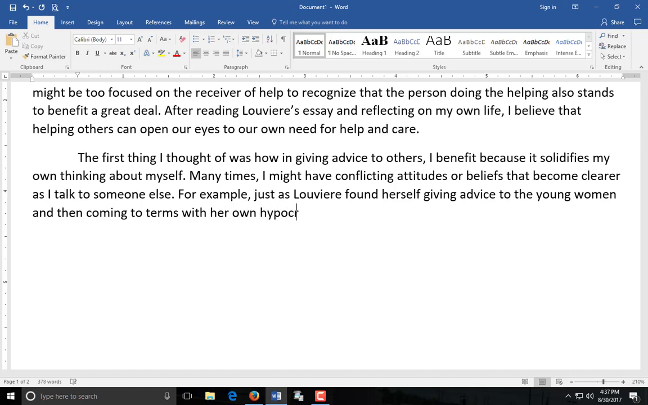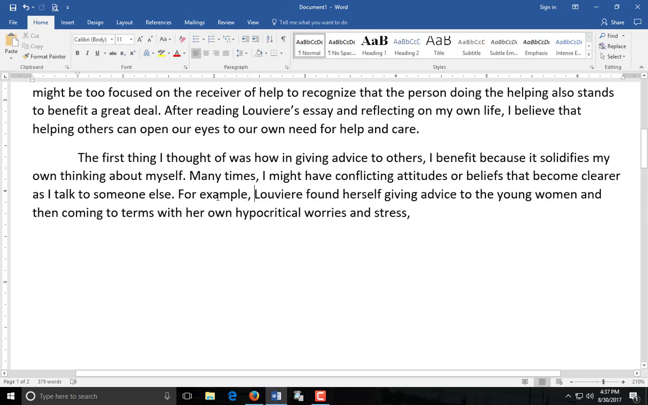Their own hypocritical worries and stress. You know what? I'm just going to delete this part. Example, Louvier found herself giving advice to young women and then coming to terms with her own hypocritical worries and stress.